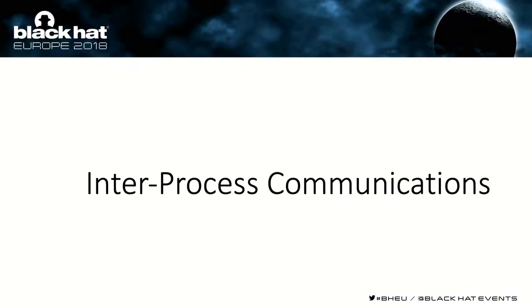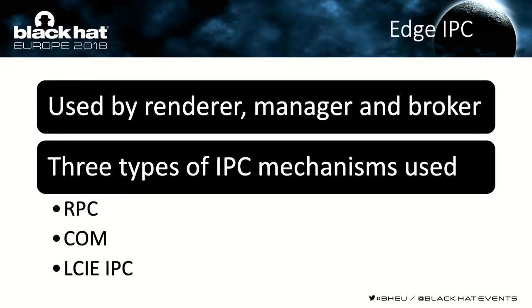OK, whenever we try to find bugs in a complex system, the first thing we need to do is look for attack surfaces. This defines the direction and the scale of our research. Everyone knows IPC components are most prone to privilege escalation bugs. So let's look at the IPC mechanisms used by Microsoft Edge. There are three types: RPC, COM, and LCIE IPC. We will go over each one.